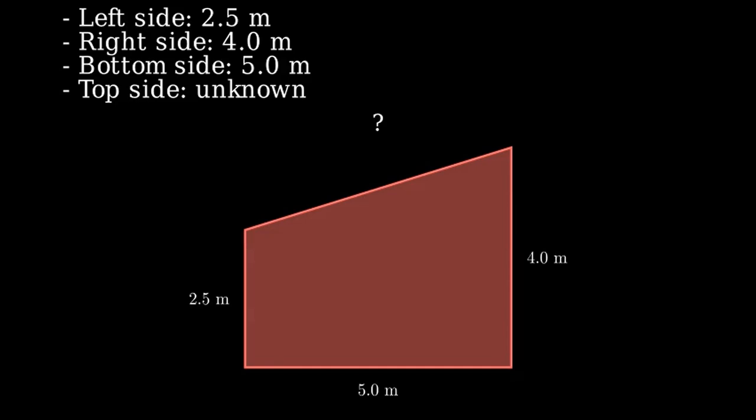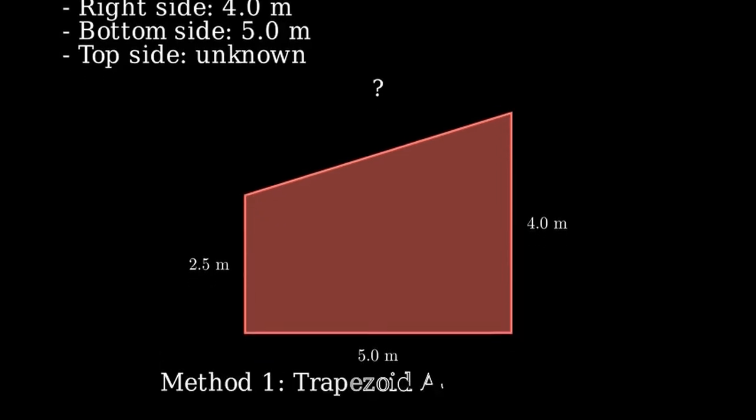Finding the exact area of an irregular quadrilateral can be challenging. Let's discuss a few approaches we can use to approximate the area. One common method is to treat the shape as a trapezoid, which works well when two sides are roughly parallel. In our case, the left and right sides could be considered as the non-parallel sides, while the top and bottom would be the parallel sides.